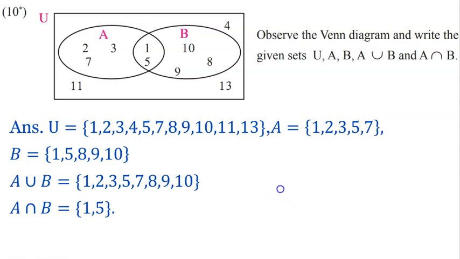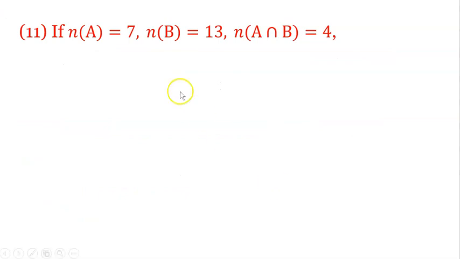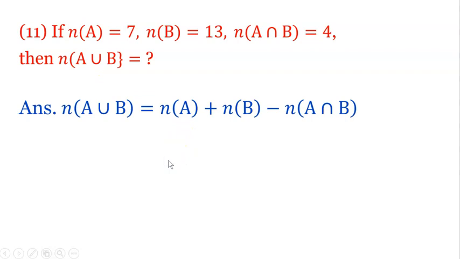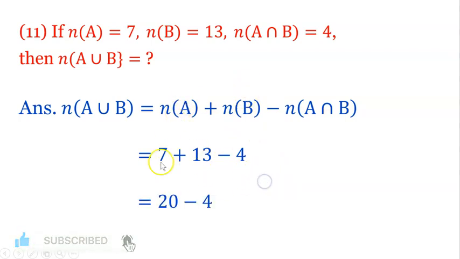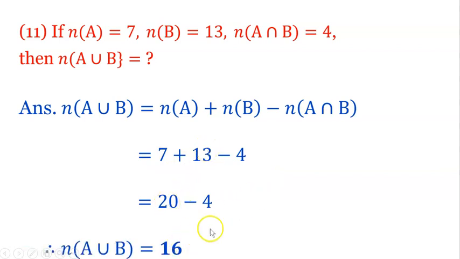Now next problem. If n(A) is equal to 7, n(B) is 13, n(A intersection B) is equal to 4, then find n(A union B). Here we have to apply the formula. n(A union B) is equal to n(A) plus n(B) minus n(A intersection B). Substituting the values: 7 plus 13 minus 4. 7 plus 13 is 20, minus 4 is equal to 16. Therefore n(A union B) is equal to 16.